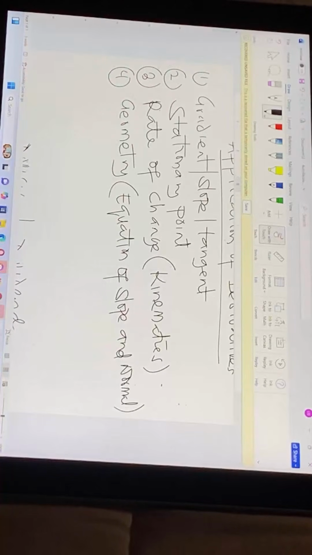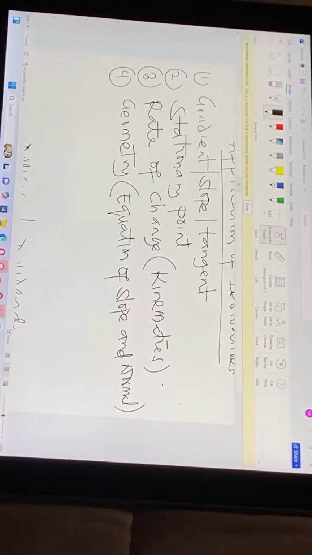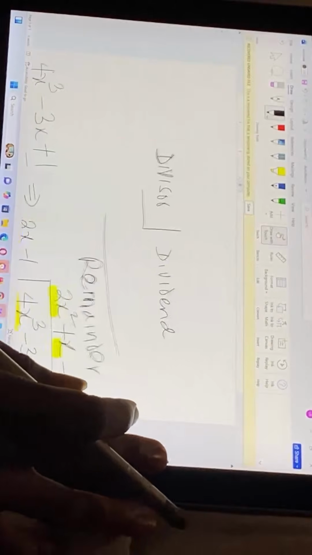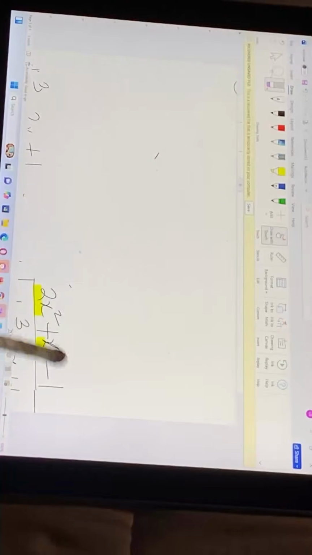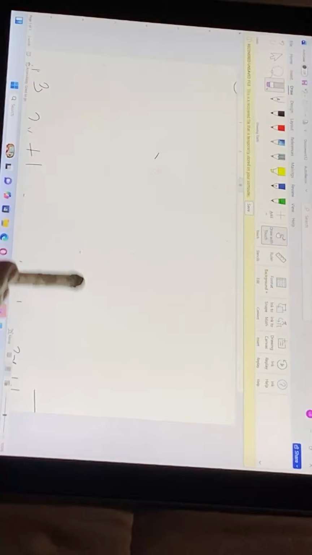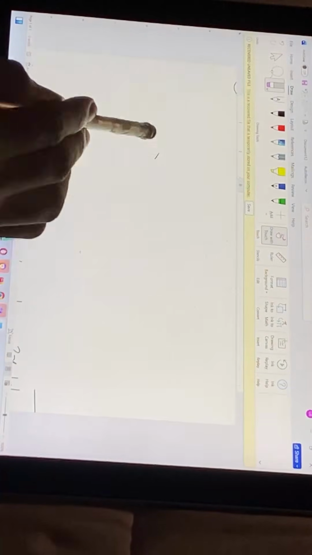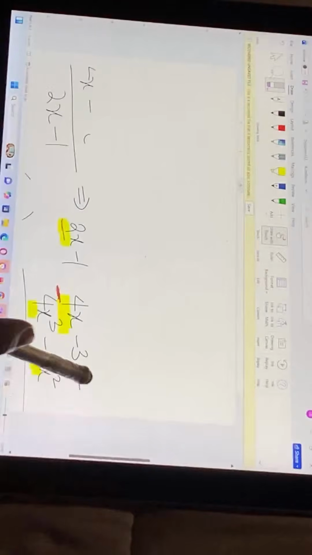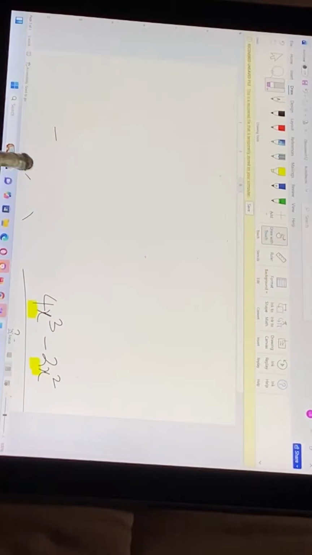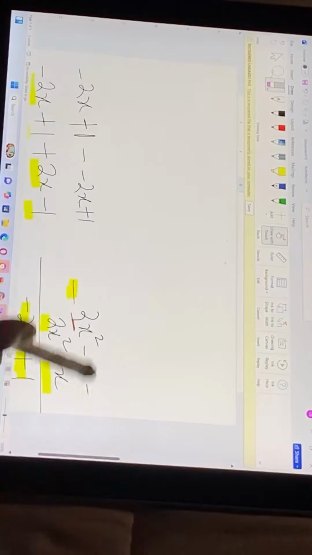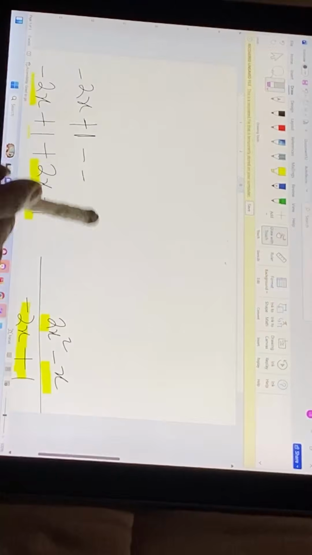Now, let's take the first one here, please. Just write gradient or slope or tangent. So we have to know how to apply differentiation on that slope and on that tangent. So class, please write the first one there, gradient or slope or tangent. Please take note of this.